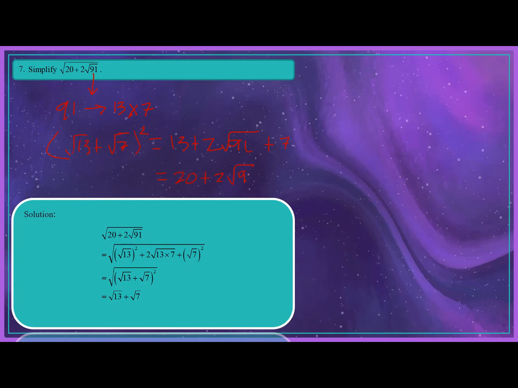So basically, this is equivalent. This is square root of 13 plus square root of 7. In most cases, that would be the case. Also, there are harder parts of this kind of problem.